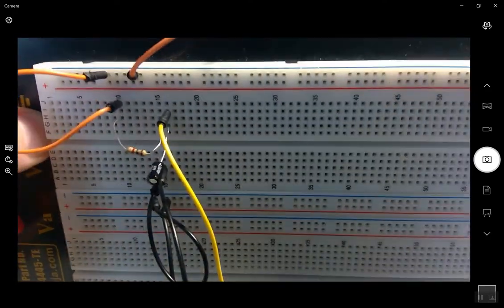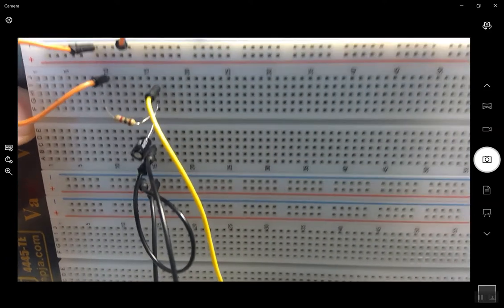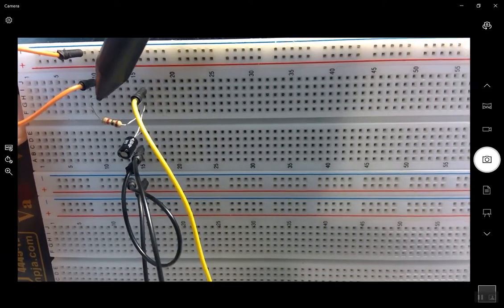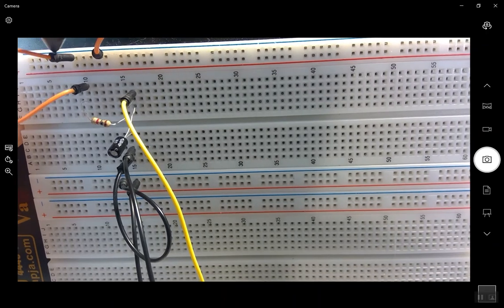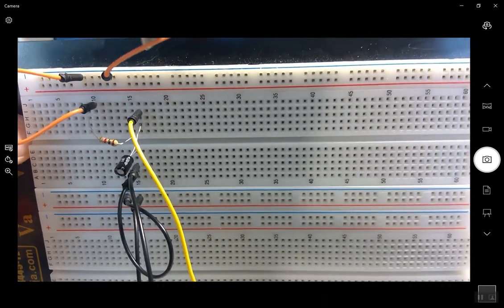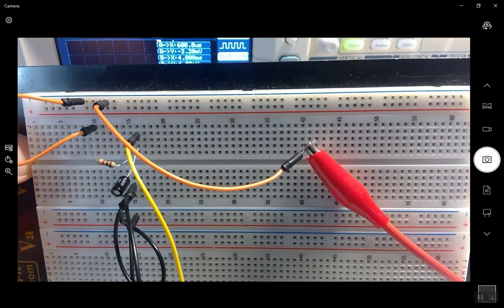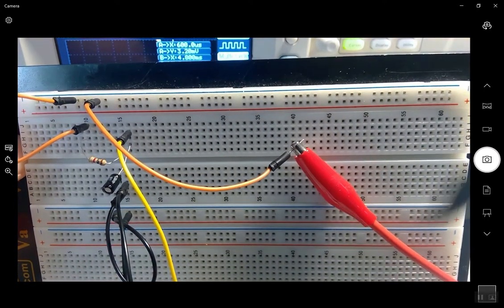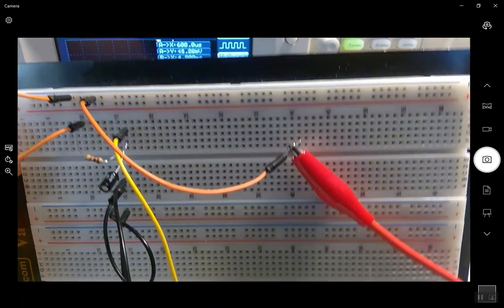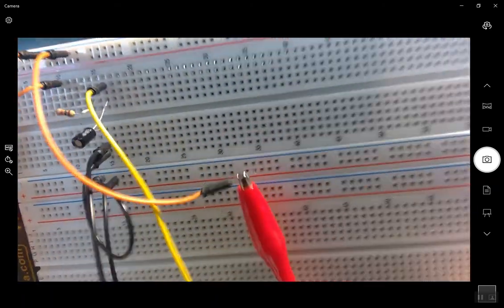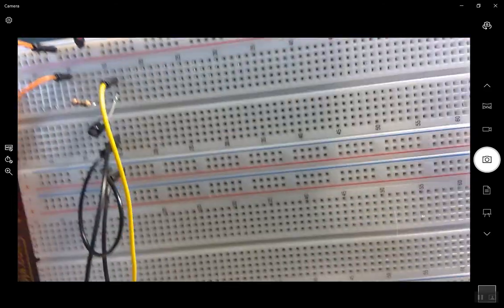So I've got a 1 kilo ohm resistor right here, and I've connected it to this orange wire, and this orange wire is going into the positive rail. Then if I follow this orange wire, I'll just bring it forward, that is connected to the positive terminal of my audio generator. Now I'll say function generator, but function generator and audio generator, same thing.